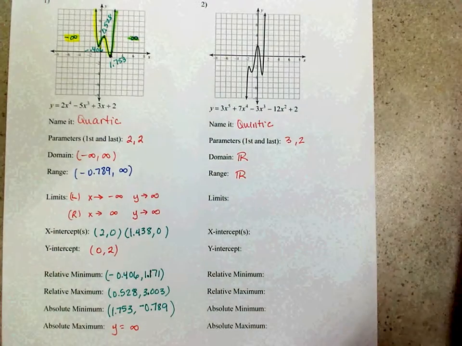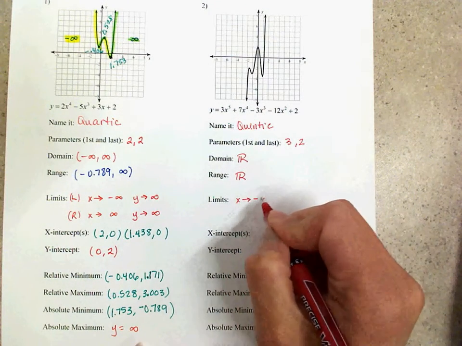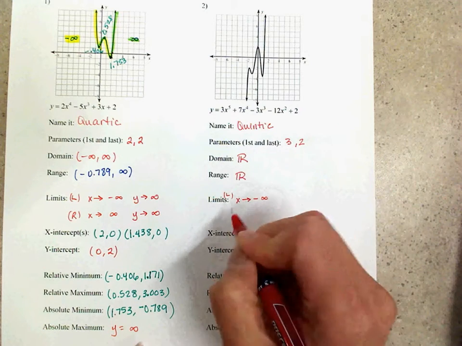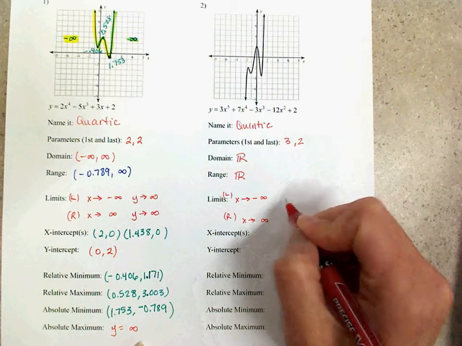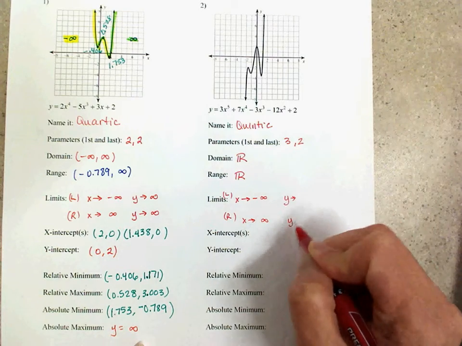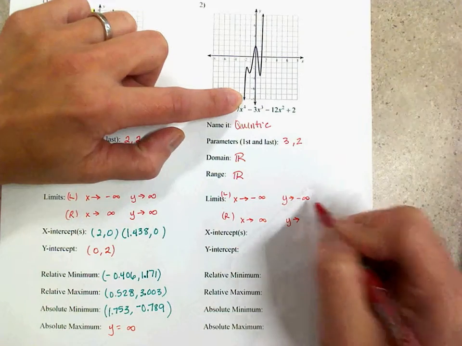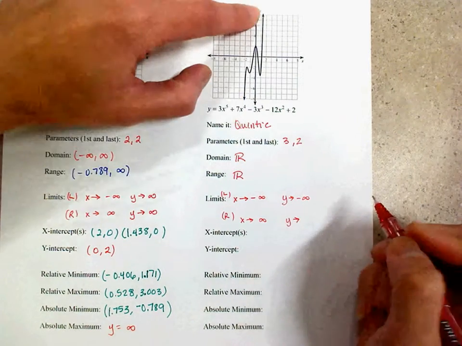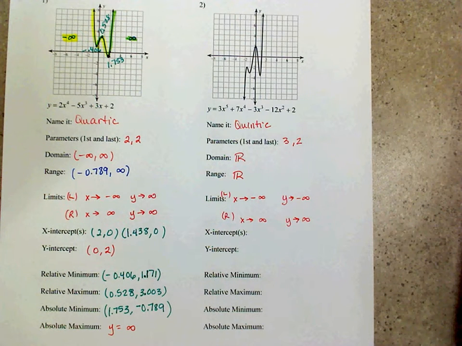Okay? In behavior, on the left, x will always approach negative infinity. On the right, x will always approach positive infinity. Now let's see if it's going to go north or south, up or down. Left side pointing down, negative infinity. Right side pointing up, positive infinity. Okay? Next part.